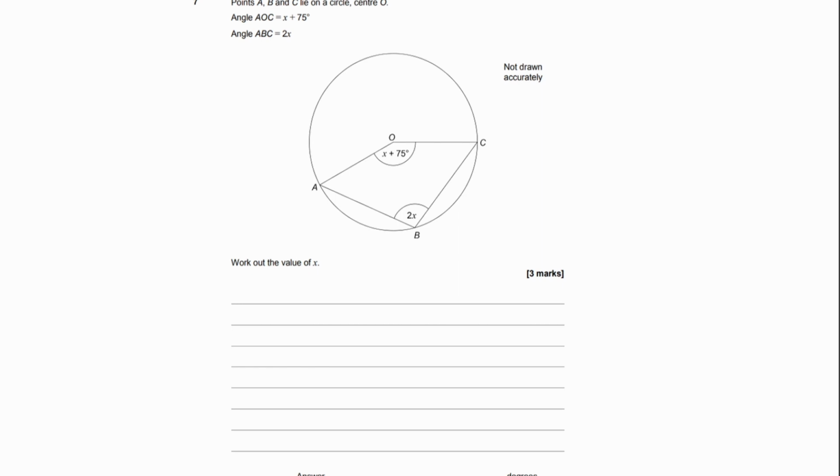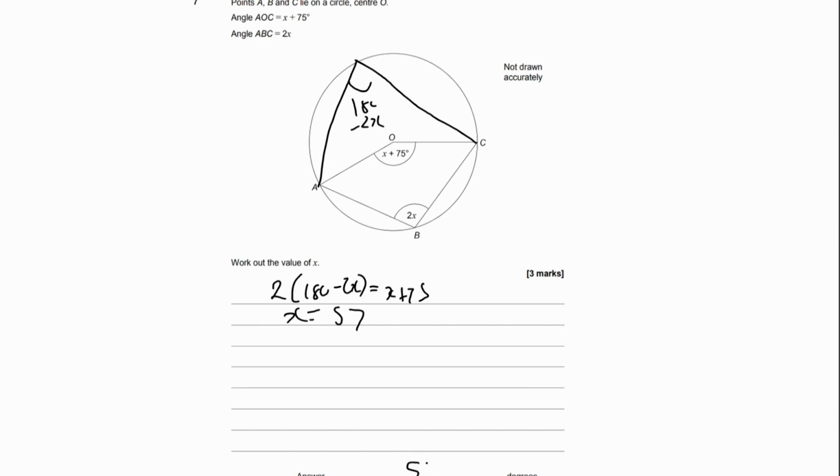Okay, here we have another question. You'd want to look at it yourself, but I'm just going to do this very fast. All you'd have to do is draw two lines going like this, and now you can start working it out. This angle here is going to be 180 minus 2x, and using the theorems, this is going to be 2 times 180 minus 2x equals x plus 75. Expanding it out, you're going to get x equals 57. So your answer is 57 degrees.